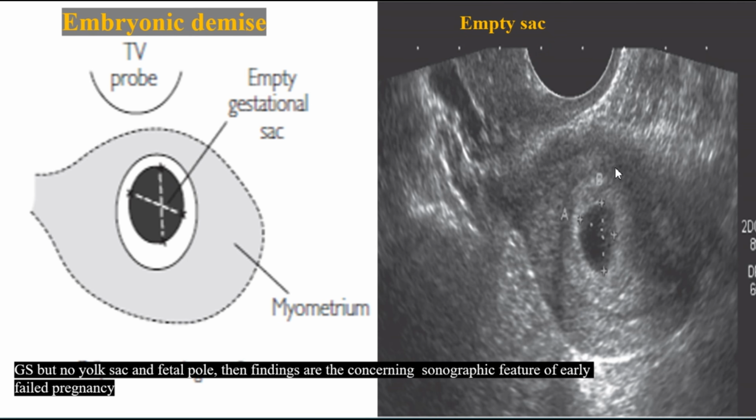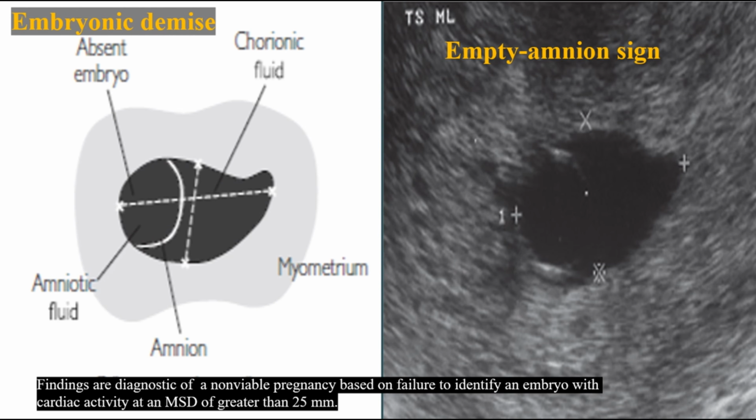Here you can see the myometrium of the uterus, and within the myometrium you can see the endometrial cavity, and this endometrial cavity is showing the gestational sac, but this gestational sac has no yolk sac or fetal pool. If the gestational sac has no yolk sac or fetal pool, then these findings are concerning sonographic features of early failed pregnancy.